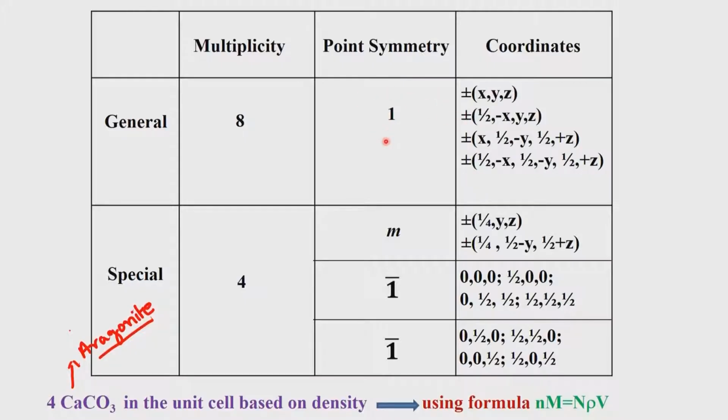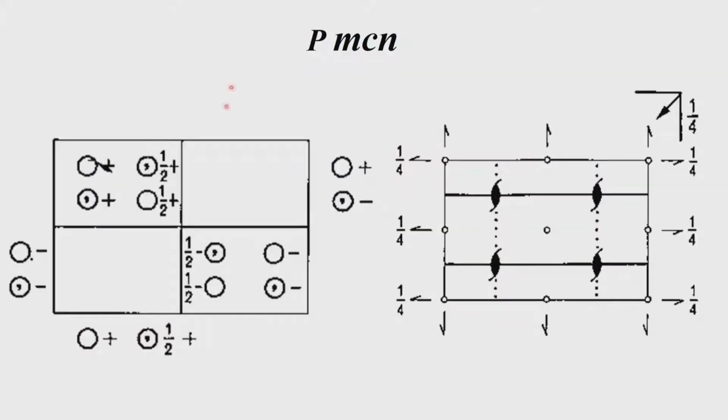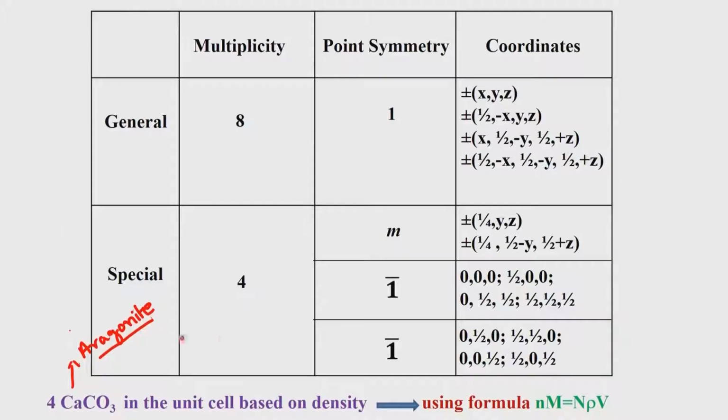So, we have seen that this is a PMC space group. So, there are 8 equivalent points, but when they are in special positions it becomes 4, and therefore, we have the possibility that 4 calciums and 4 carbons will sit only in special positions, whereas oxygen has the freedom to go either there or sit only here.